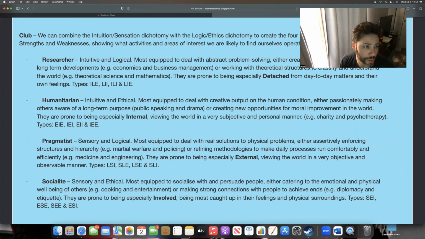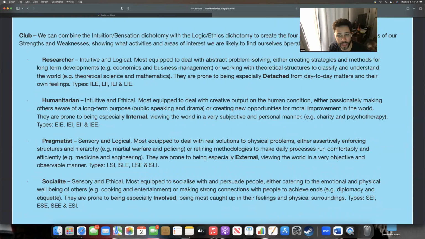So these are the clubs, putting the things together. Now, this is very similar to what Kirsty had as NTs, here as researchers, NFs as humanitarians. And then this is where Kirsty kind of split. He decided to go with SPs and SJs because he thought that it just made more sense to him. He saw more behaviors that were congruent with SJs and SPs.